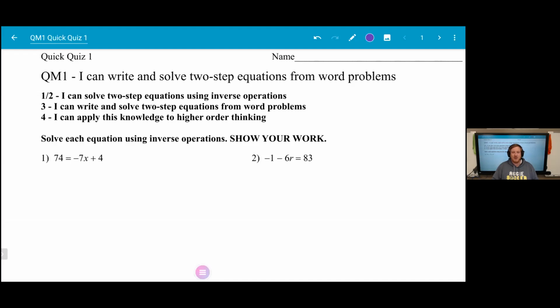This is QM1 Quick Quiz 1. I'm going to do the solutions of this guy. Let's go ahead and get this show on the road. Hope you're all doing well. Let me know how it's going.